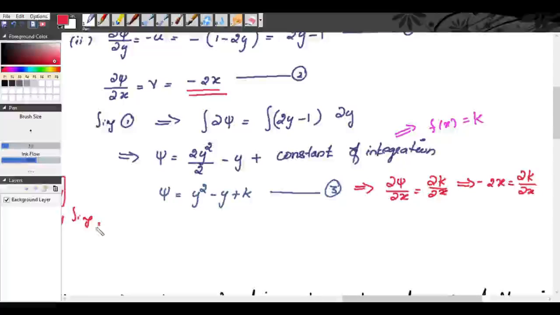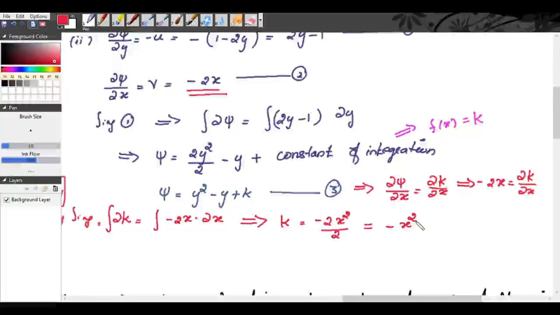Now again we will integrate this. What we get is integration of dou k is equal to integration of minus 2x into dou x. So integration of dou k is k, that is equal to integration of minus 2x, which is minus 2x square by 2. So that is equal to minus x square. So value of k is minus x square.